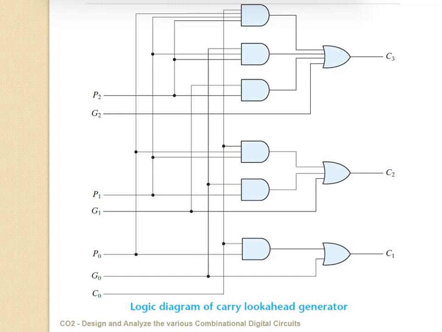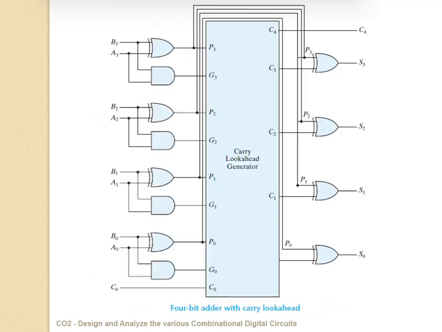We are providing the addend and augend bits A and B and carry input C0, and the carry look ahead adder produces the intermediate carry values C1, C2, C3 at the same time. So it reduces the time for generation of S0, S1, S2, S3 and C4. The carry look ahead adder includes 4 full adders and the carry look ahead generator so as to produce the sum S0, S1, S2, S3 and the carry C4 with less time.